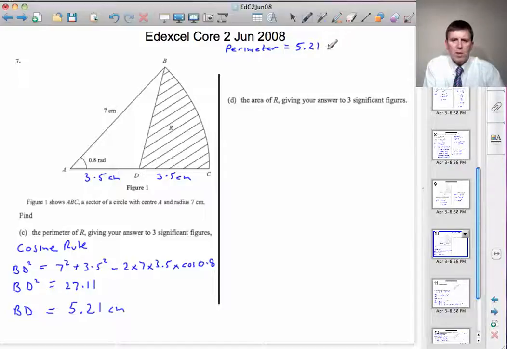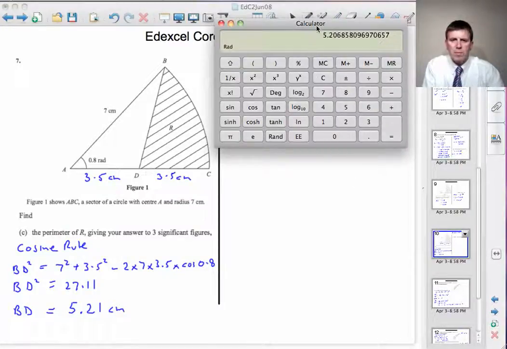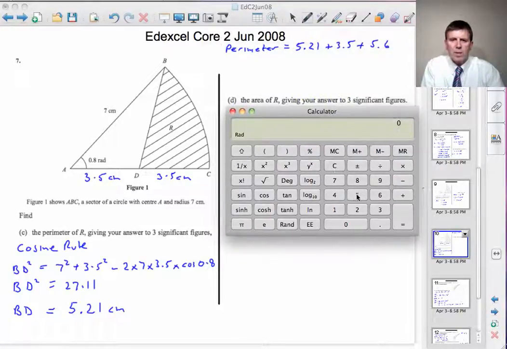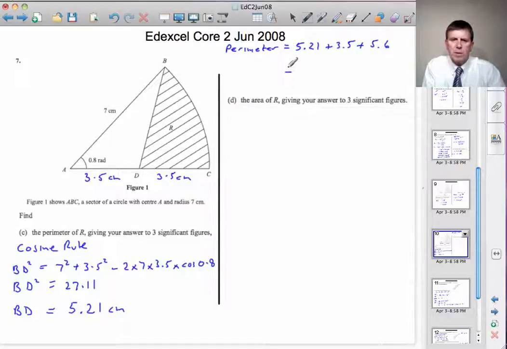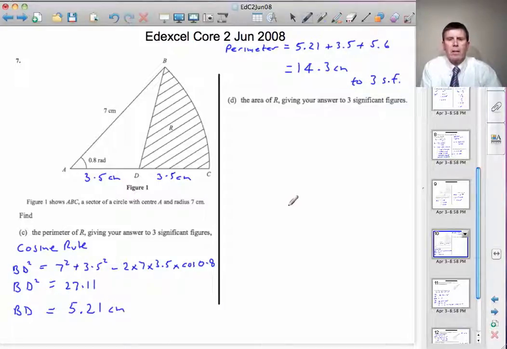5.21 plus 3.5 plus the arc length, which was 5.6. And we want the answer to 3 significant figures, so it'll be 14.3. And the units, centimetres, to 3 significant figures. Now the last part of this question, we're asked to find the area of the shaded region R.